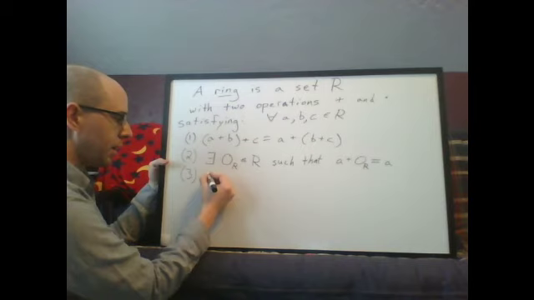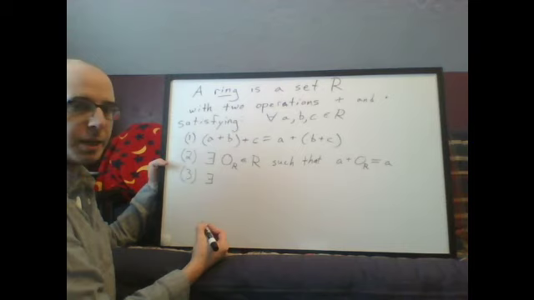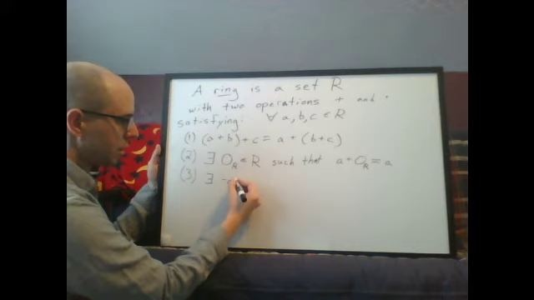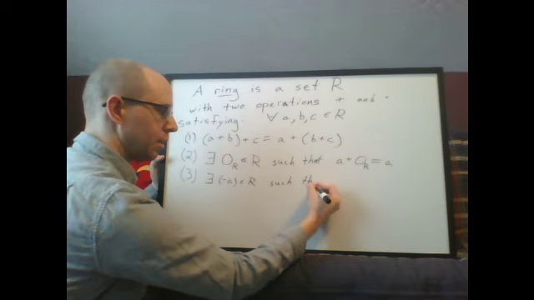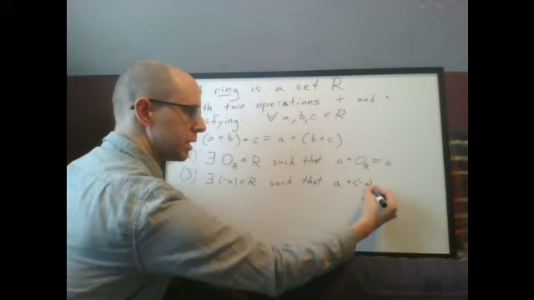Then also an element A has an inverse under addition. Let me just go ahead and say there exists an element which we call minus A in the ring such that adding it to A, so A plus minus A, equals the zero element.